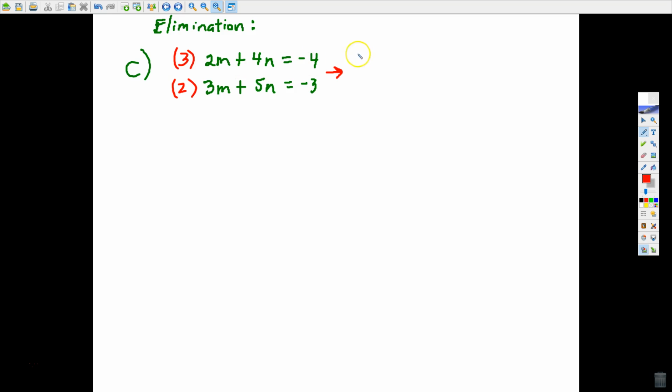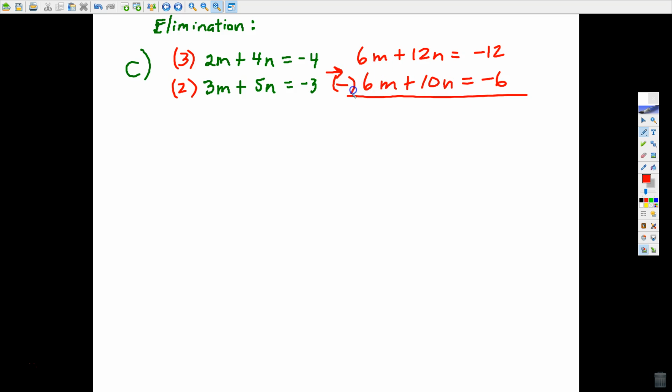So after multiplying, I'm going to get 6m plus 12n is negative 12. And on the bottom, it's 6m plus 10n equals negative 6. Okay, again, these are like terms, so subtraction will make them cancel or eliminate. The m's are gone. 12 minus 10 is 2n. And negative 12 minus negative 6, that's another way of saying addition. Negative 12 plus 6 is negative 6. So n is negative 3.